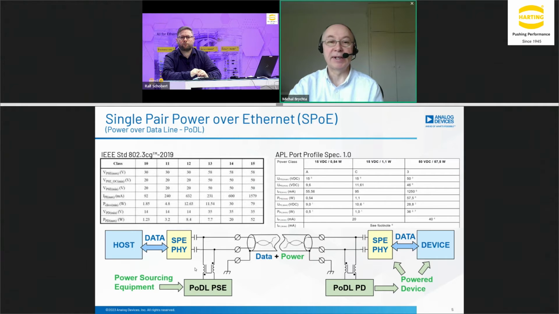So by principle, over single pair Ethernet, it's quite simple. It's AC coupling of the signal covering the data, and DC coupling usually through inductors of the power itself. And then we can see different standards. There is IEEE standard, and I will talk more about that, and also APL, Advanced Physical Layer port profile standard for the process control applications.